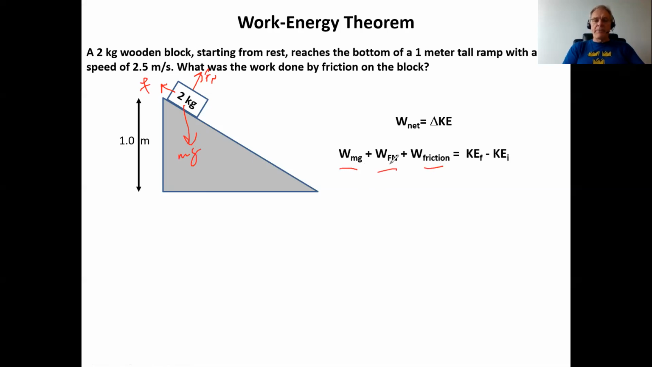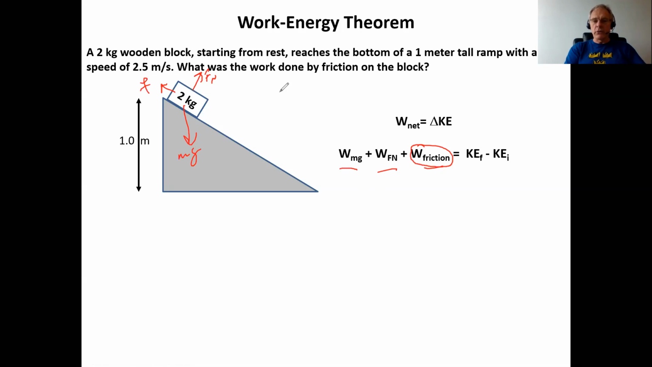Now we're looking for the work done by friction. Remember what a work done by a force is, right? A work done by a force F is F d cosine theta. Here it's particularly easy. We don't know what the angle is, so we're not going to be able to find the normal force straight away.